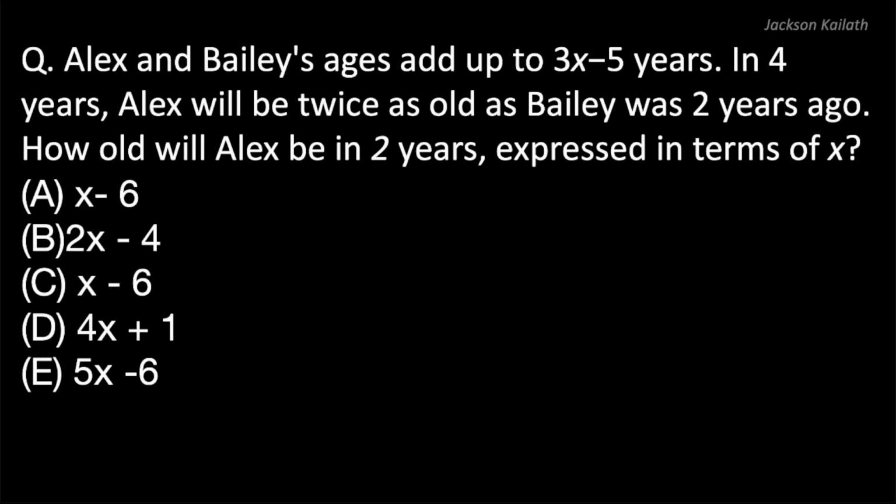Alright, we are back. I hope you have given it a try. Now let's take a look at this question together. Alex and Bailey's ages add up to 3x minus 5 years. So I can say that a plus b is equal to 3x minus 5.